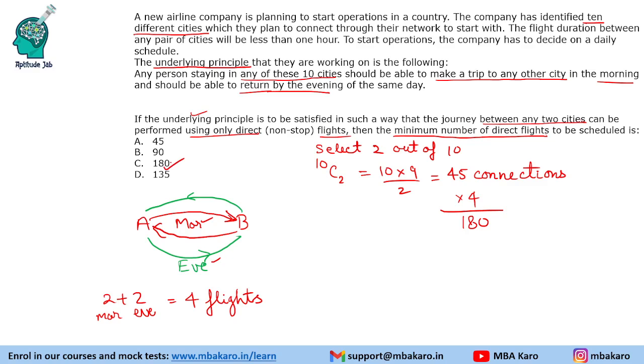Now this is the minimum number of flights. We can send more flights also. We can send two flights in the morning, three flights in the morning. But we need to find the minimum number. That will be four flights per connection and 45 connections. So 180 flights is the answer.